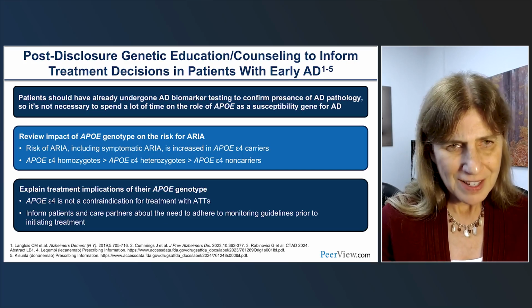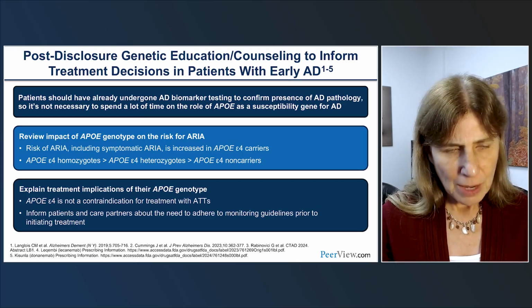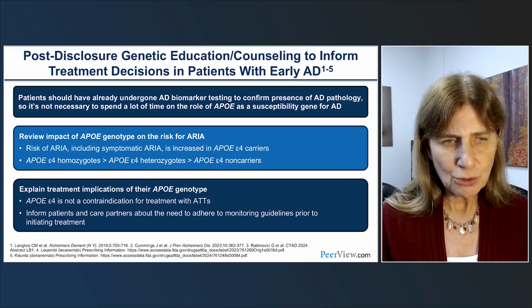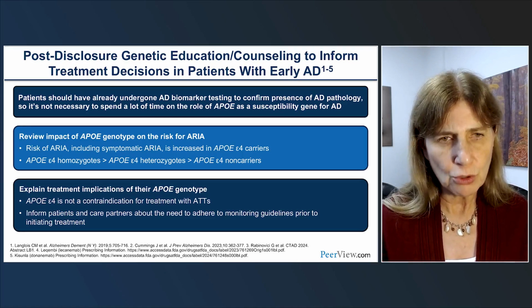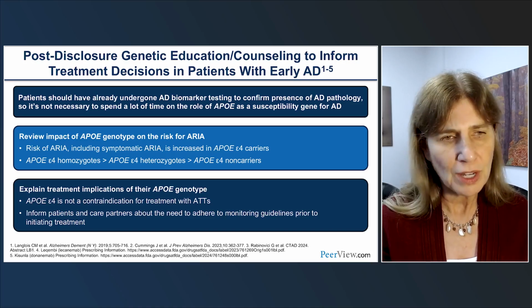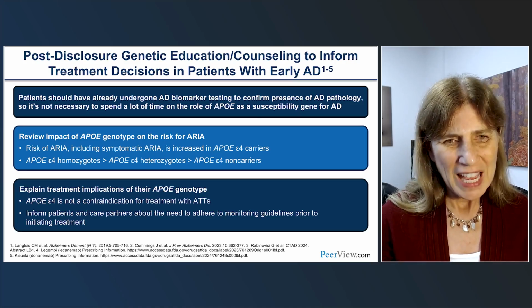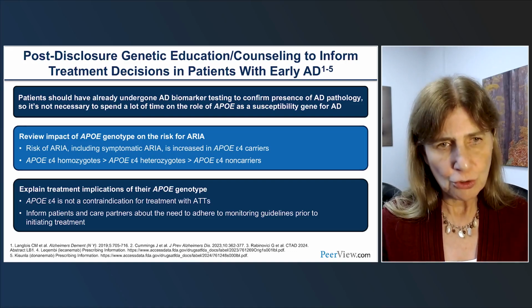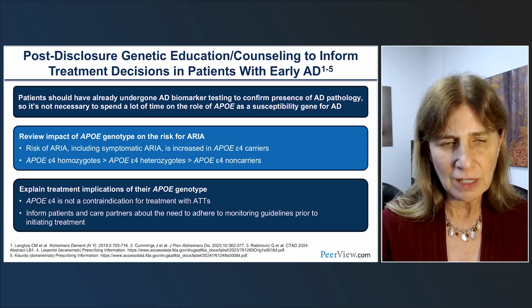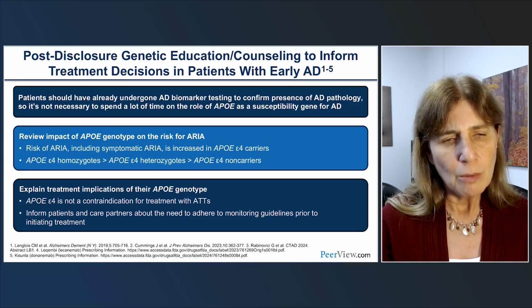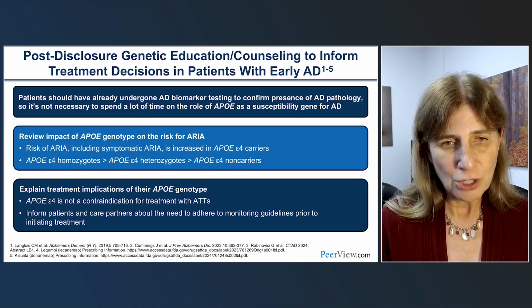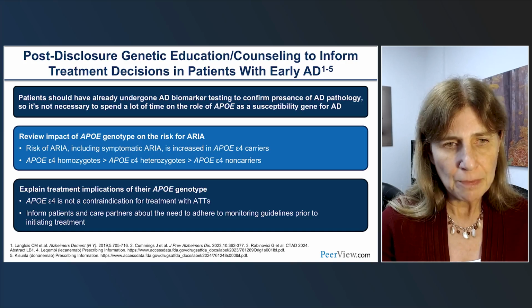You want to emphasize that a patient with any genotype can get ARIA, but they're more likely to if they have one and even more so two copies of APOE4. And so you need to be able to explain what ARIA is. You need to reassure people that it is mostly a radiologic finding without symptoms, but that symptoms can occur, and these are something that should be reported, and there's a monitoring and management plan for ARIA.